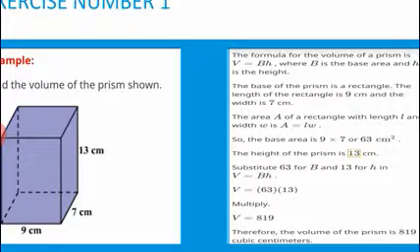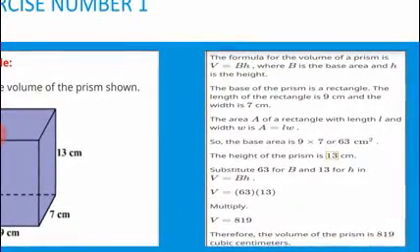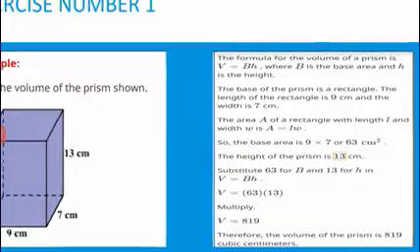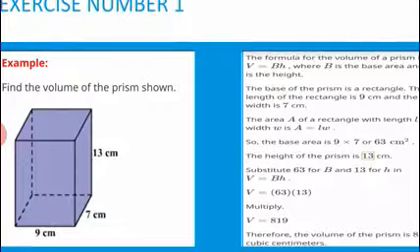The base of the prism in this case is a rectangle, and the length of the rectangle is 9 and the width is 7. We know that the area of a rectangle with length L and width W is A equal length times width. So in this case we have that the base area is 9 times 7, that is equal 63. The height of the prism is 13.